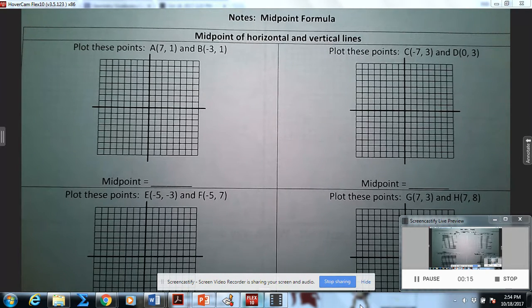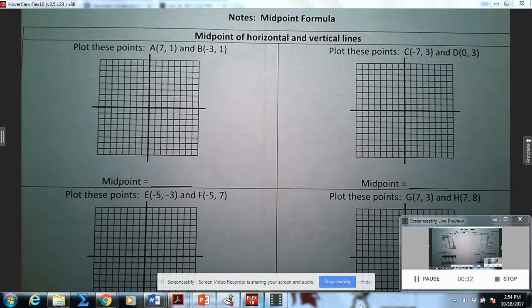Hello students, welcome to your second video in Unit 3. This video is about the midpoint formula. We're starting out similarly to how we started out the distance formula. We're going to find the midpoint of horizontal and vertical lines.